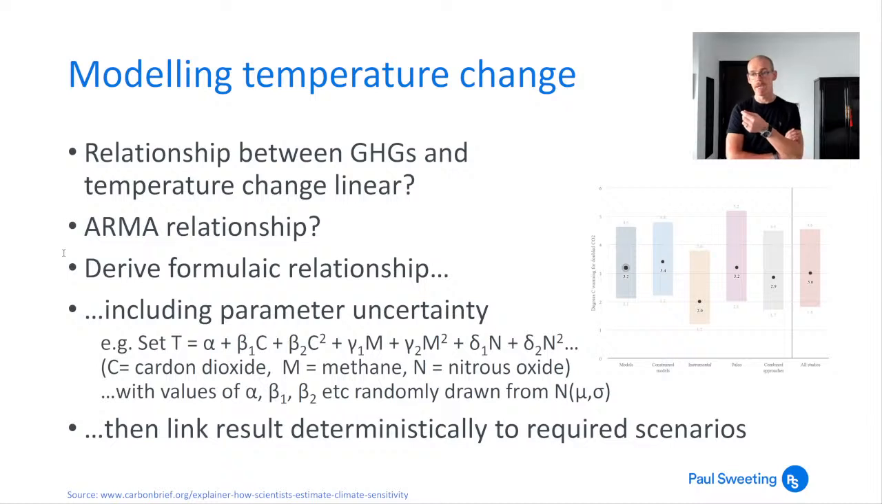But then what I'd do is set up just a formulaic relationship without an error term at the end, but instead include parameter uncertainty. So I'd set the temperature equal to this polynomial here: a constant plus a couple of factors times whatever carbon dioxide is, a couple of factors times methane, a couple of factors times nitrous oxide, including the squares as well. But for each scenario, I would pick the values of the alphas and the betas randomly from a distribution which reflects their uncertainty, and just plug those in for the whole of that scenario.